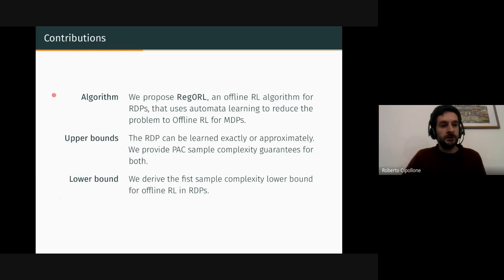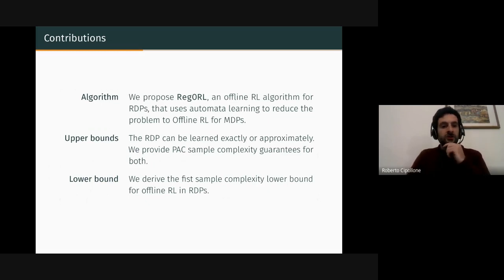The contributions of the paper are the following. We propose an algorithm for offline RL in this setting. We use an automata learning technique to reduce the problem from offline RL in RDPs into classic learning in MDPs. We provide two sample complexity upper bounds for two variants of the algorithm, and we give the first sample complexity lower bound for this setting.